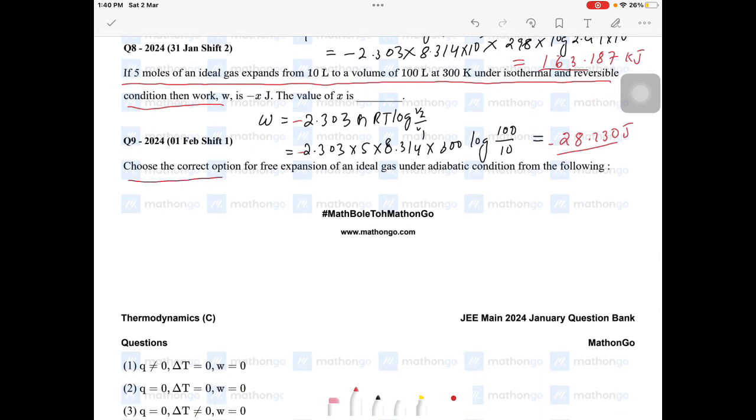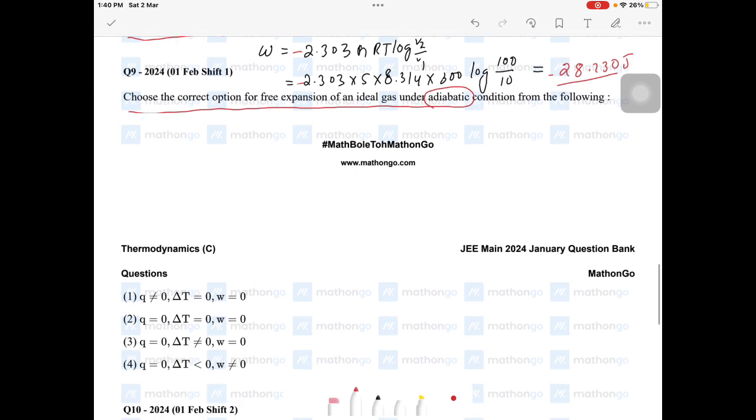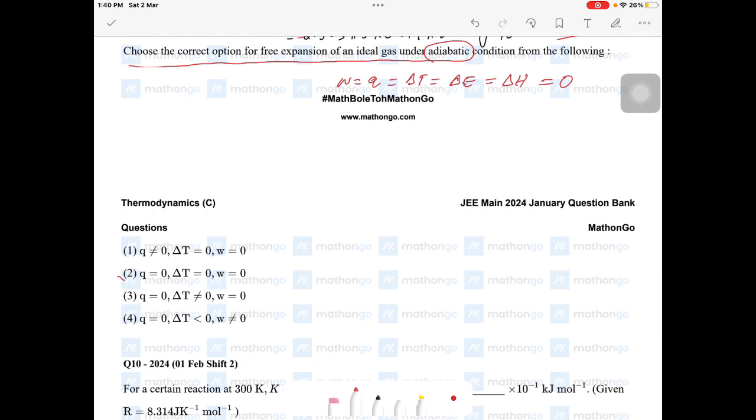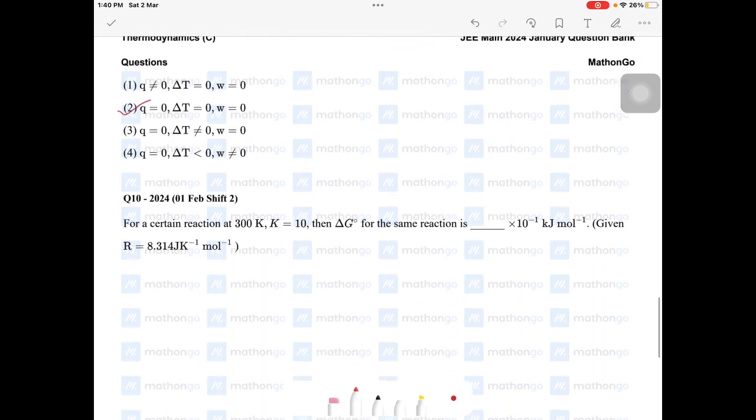Next, choose the correct option for free expansion of an ideal gas under adiabatic process. For an adiabatic process, W is equal to Q, that is equal to delta T, that is equal to delta E, that is equal to delta H. The entire term is equal to 0. That's why the second option is correct.